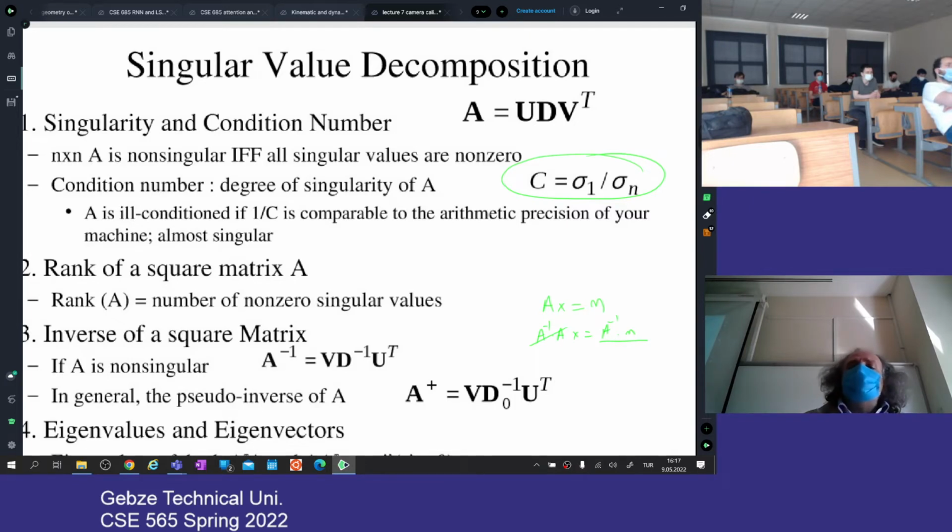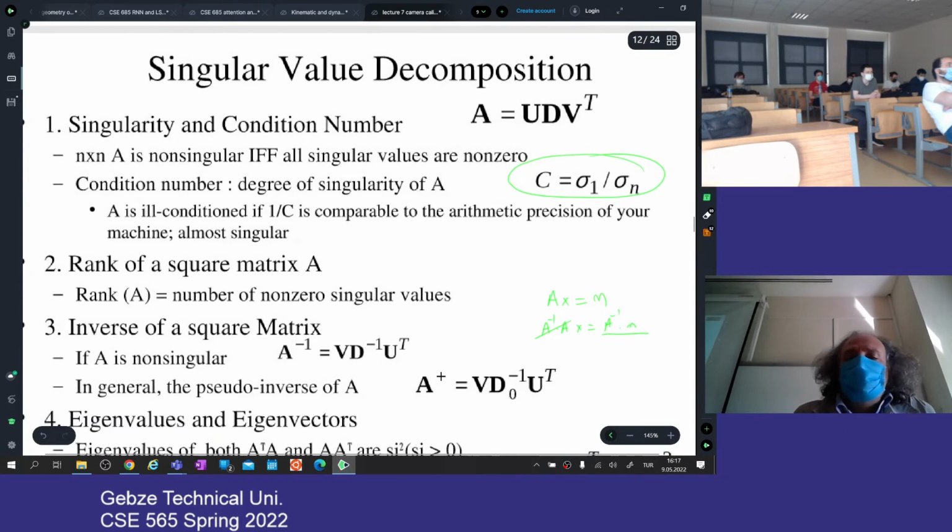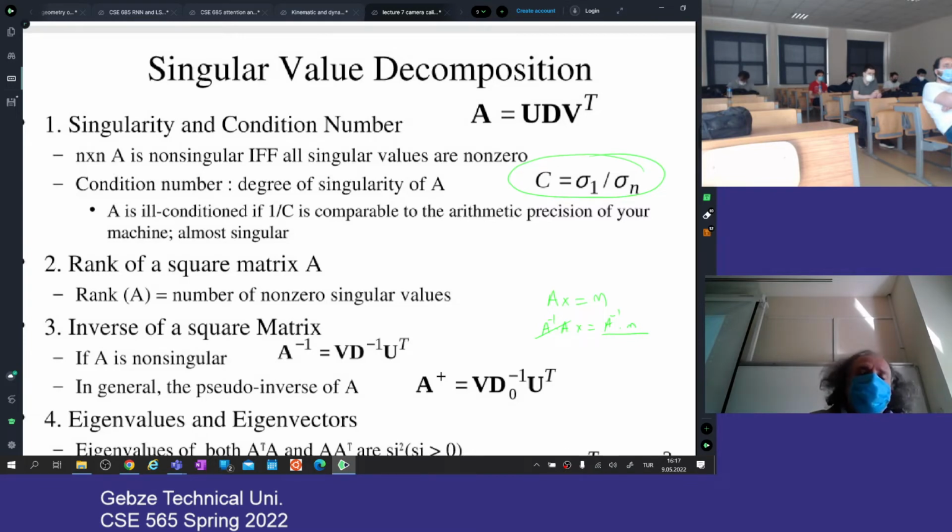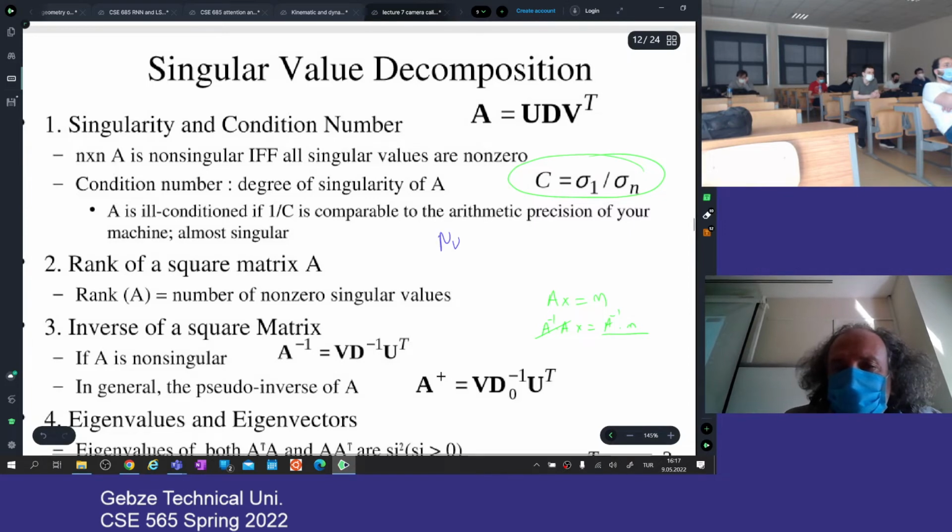Okay? Always check your condition number if you are solving these kinds of matrices. If your condition number is close to your arithmetic precision limits, then you are doing something wrong. The results that you are going to get are not reliable results. Okay? Maybe you have some numerical degeneracy case. Let me write it here. Numerical degeneracy. Okay.